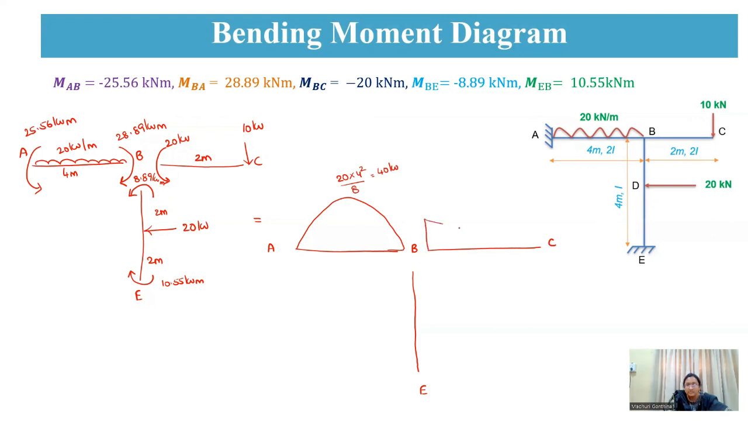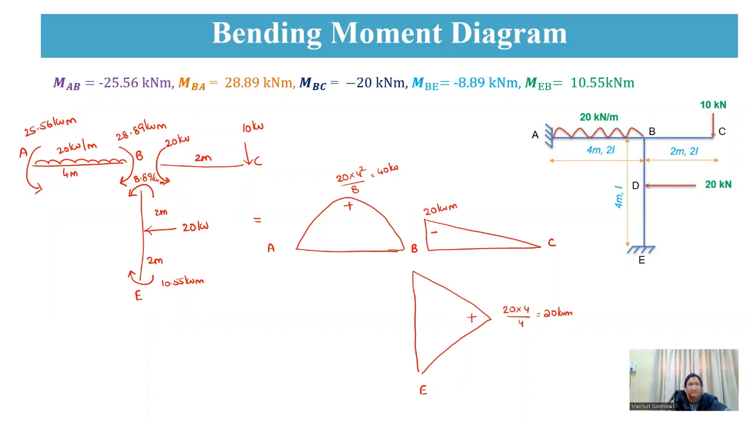So this is 20 kilonewton meter. This is negative. This is positive. Again for this, as this is a simply supported beam, here also it is a point load we are having, which is of positive. So WL by 4, that is 20 into 4 by 4, so that will be 20 kilonewton meter. So this is all the simple bending moment diagram.